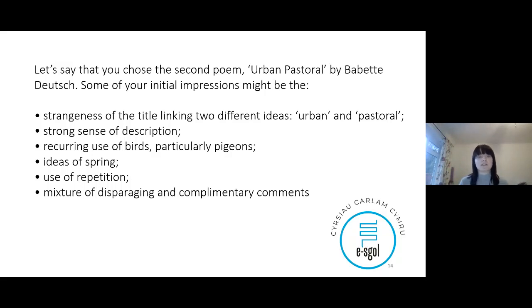There is a real strong sense of description and an awareness of surroundings. There's the recurring use of birds, so references to pigeons and sparrows, ideas of spring, talk of something kind of dream-like, linking to the verge of summer, and the use of repetition as well. And then you've got this mixture of disparaging and complimentary comments, so quite negative, derogatory comments at times, and then real, quite stark compliments at the same time as well. Okay, so they're things that we should be considering.